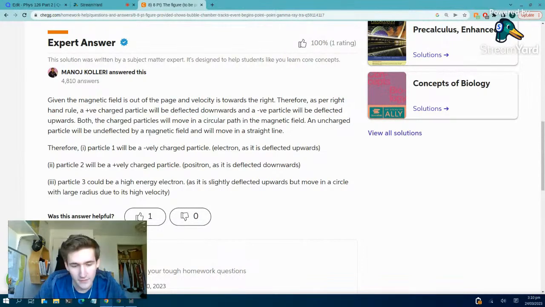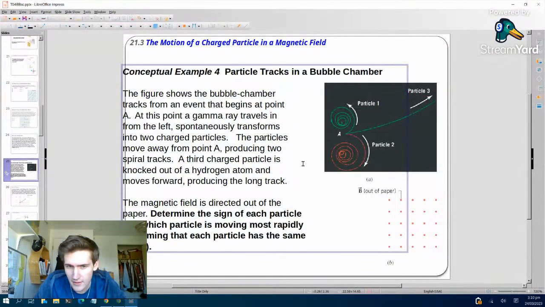Oh, I didn't even consider particle 3 for the last part of the answer. Which one could be moving the fastest? I think it'd be particle 3 because the radius is. Would it be considered infinite?